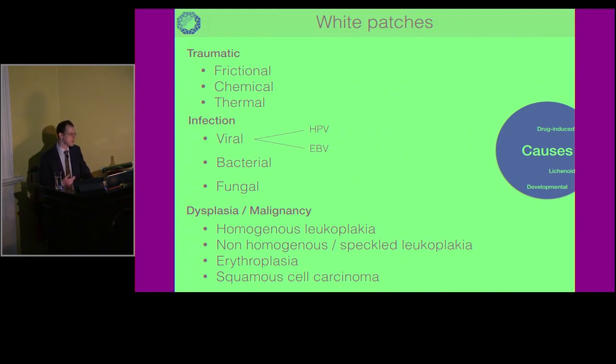Little papillomas, they can have white stalks. They've got a verrucous kind of surface. And then Epstein-Barr virus causes oral hairy leukoplakia, these corrugated white patches on the lateral borders of the tongue, which are associated with immunodeficiency of any cause.